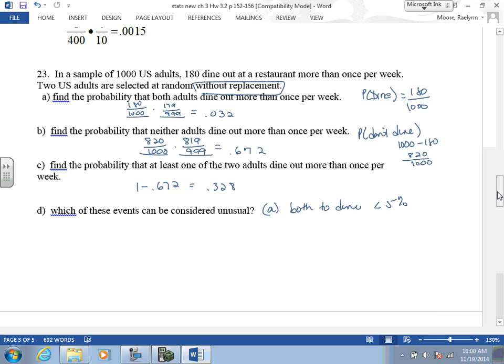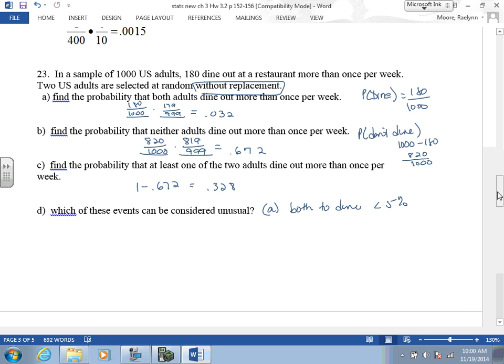Find the probability that neither dine out more than once a week. So go for your complement situation. 1,000 minus 180 is 820. So start with 820 over 1,000, then reduce both by 1. Your probability that at least one of the two dine out, so you want either 1 or the 2, but you don't want the none case. So we subtract out the none, that neither eat out.